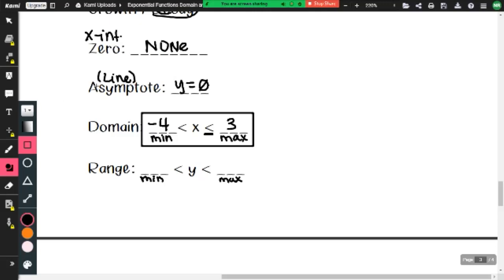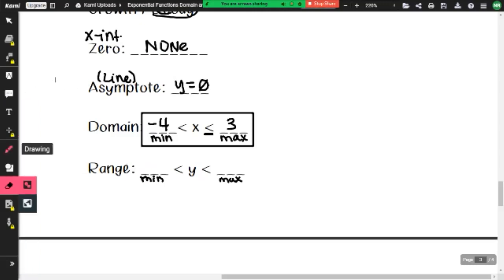Range, only looking at the y values. What's my smallest y value? 10.125, 2, or 0.5? So 0.5, and I picked up the wrong thing.